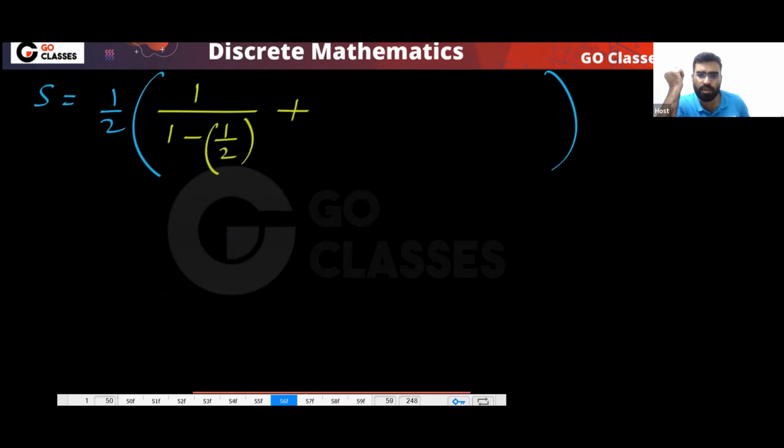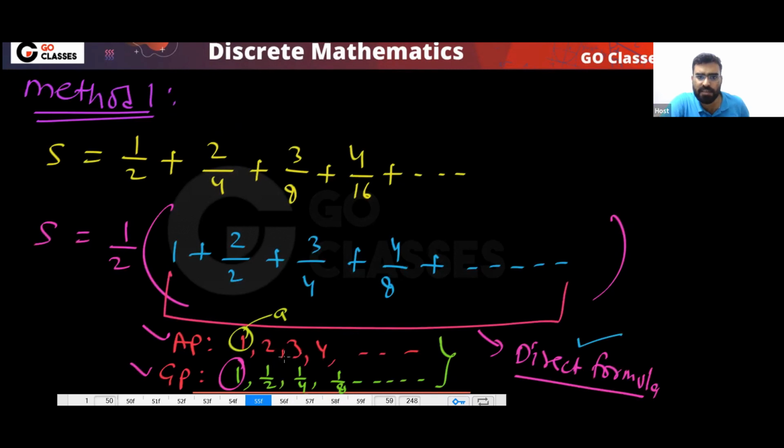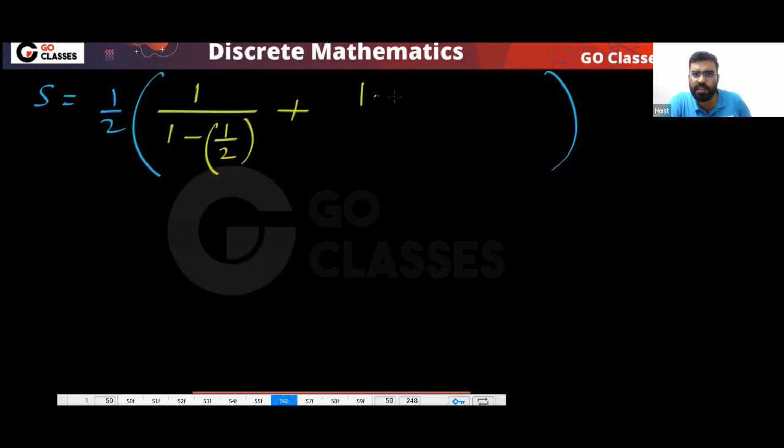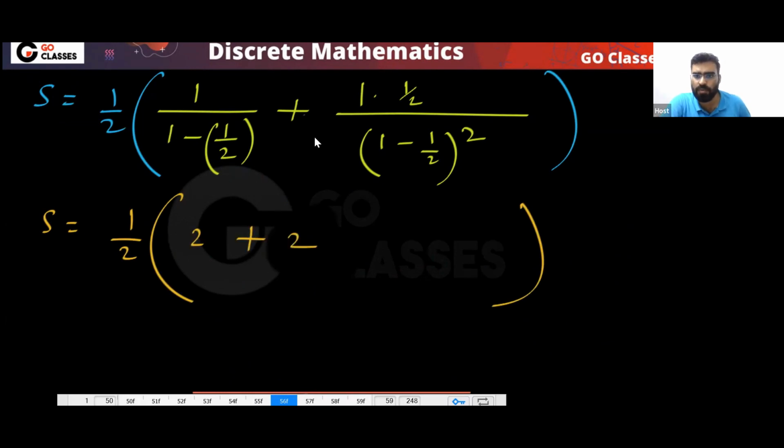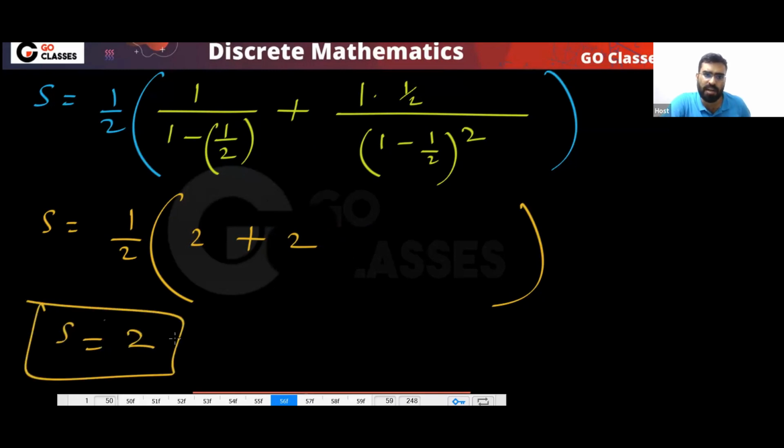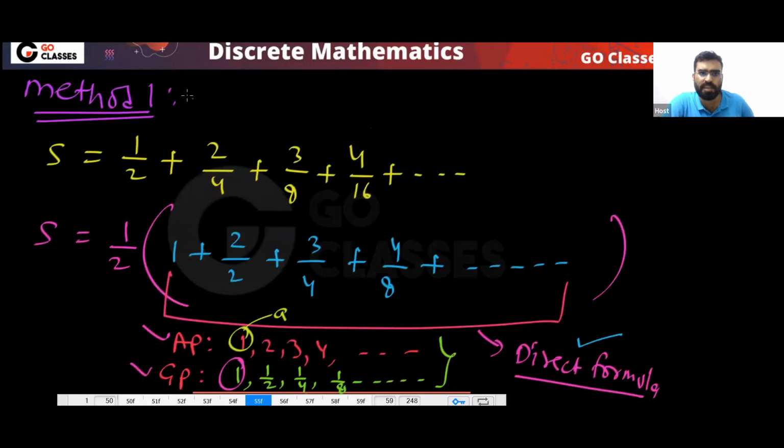Plus dr. What is d? The difference is 1. So that will be d into r, where r is 1 by 2, divided by 1 minus r whole square, that is 1 minus 1 by 2 whole square. So finally S will be 1 by 2 times, this is 2 plus, again this also will be 2. So your final answer will be 2. This is your method 1.